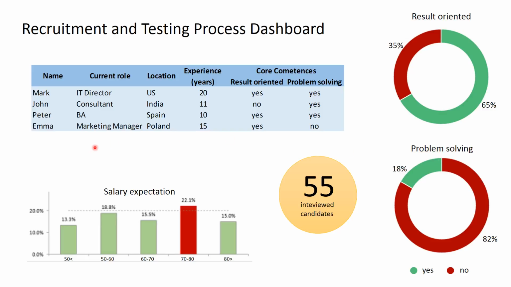On the other hand, we have this figure here that represents the salary expectation, and we can say that most of the people are in this column, 22.1%. They expect to get between 70 and 80k per year, and the next one in the scale is this one with 18%, between 50 and 60k per year.